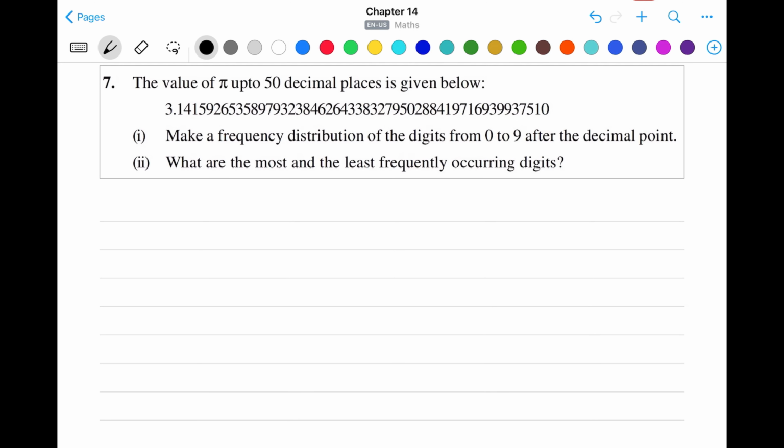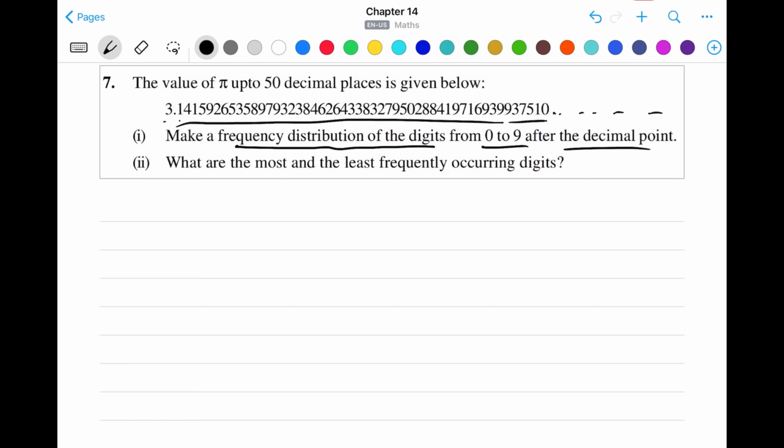Question number 7: the value of pi up to 50 decimal places is given below. That's the value of pi, 3.141 and so on, and it will keep going on and on. The first 50 decimal places are given here. You're asked to make a frequency distribution table of the digits from 0 to 9 after the decimal point, and then what are the most and the least frequently occurring digits. So first we have to draw its frequency distribution table for each digit from 0 to 9.